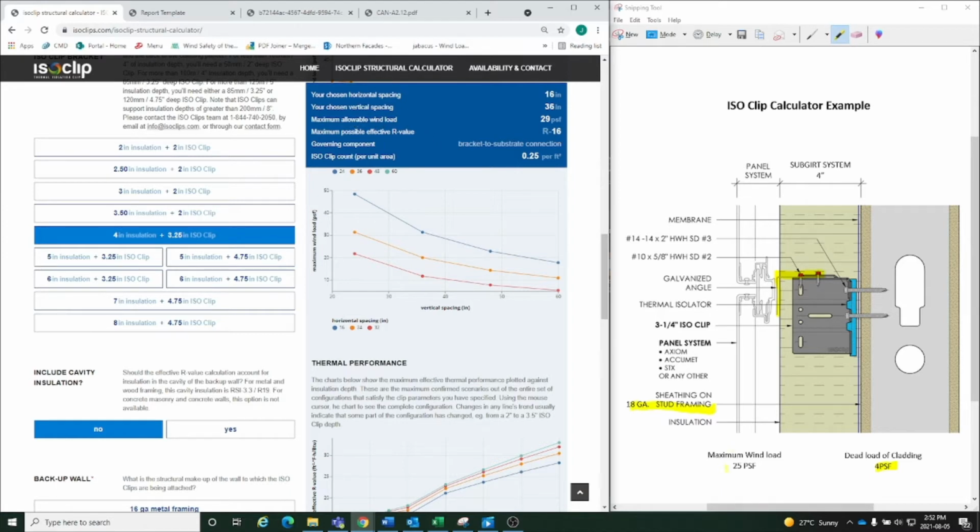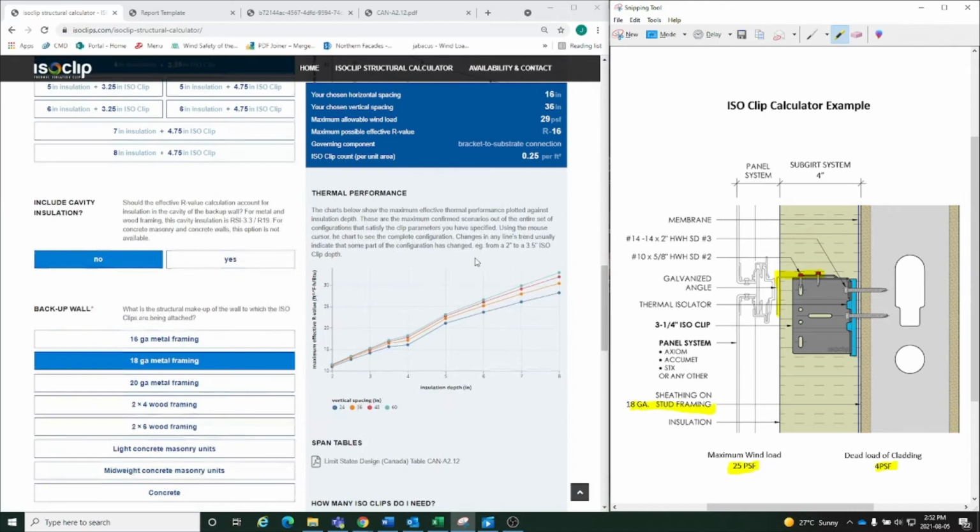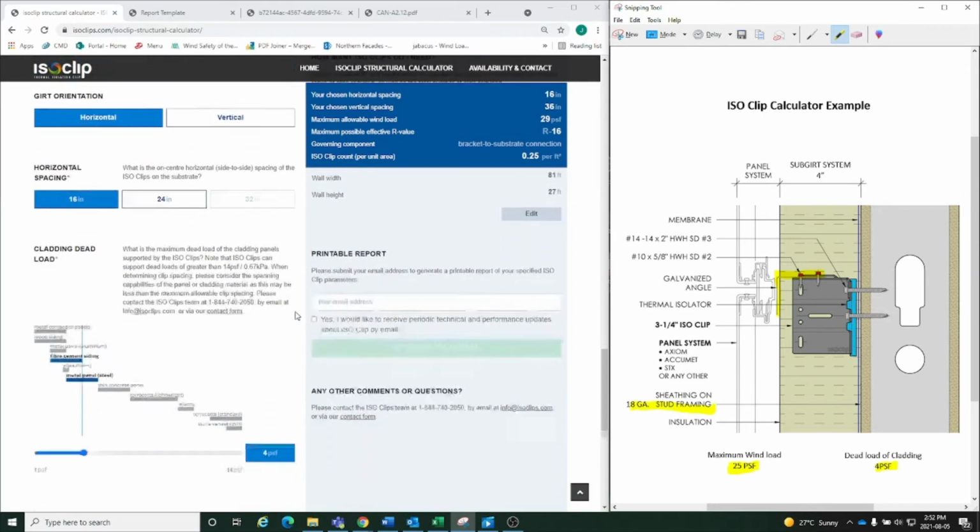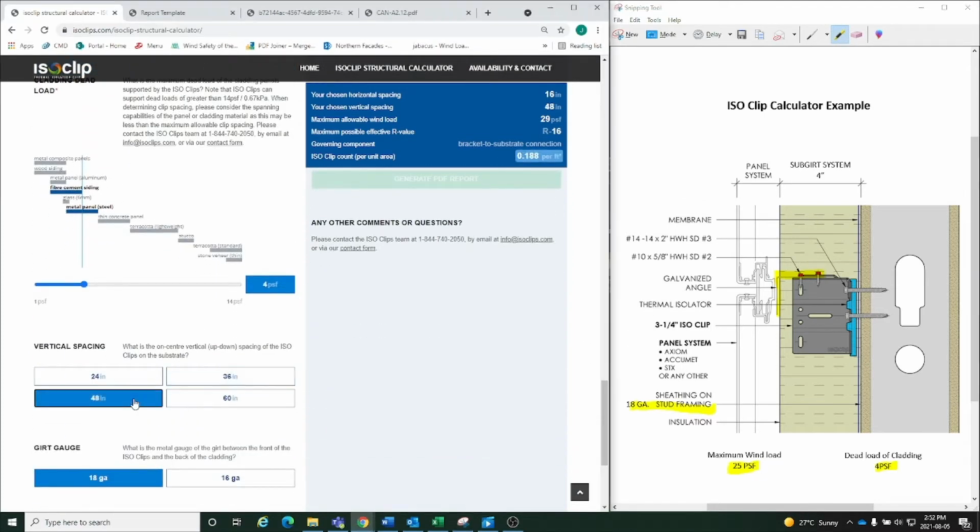If we're looking at the project example, the maximum allowable wind load we're allowed for this example is 25 pounds per square foot. We are above the 25 pounds per square foot, so the spacing is okay. If you were to change the vertical spacing from 36 to 48, you will see that the maximum allowable wind load has decreased from 29 pounds per square foot to 21. Now, this is less than 25, so you know that spacing is a bit too much for this specific example. So I'm going to bring this down back to 36.